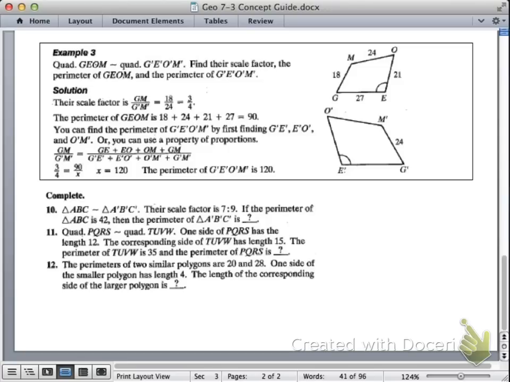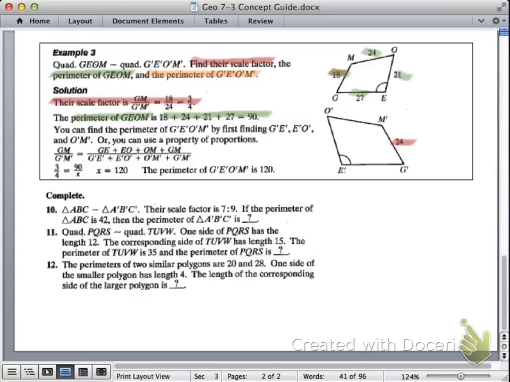All right, what goes on here? This question asks us to do three things. Find the scale factor, the perimeter of quadrilateral GEOM, and then the perimeter of G prime E prime O prime M prime. To do this, they have to give you enough information to find the scale factor. In this case, we have to make sure we're matching up the 18 and 24. Those are the corresponding sides. So that gets us the scale factor of 3/4.